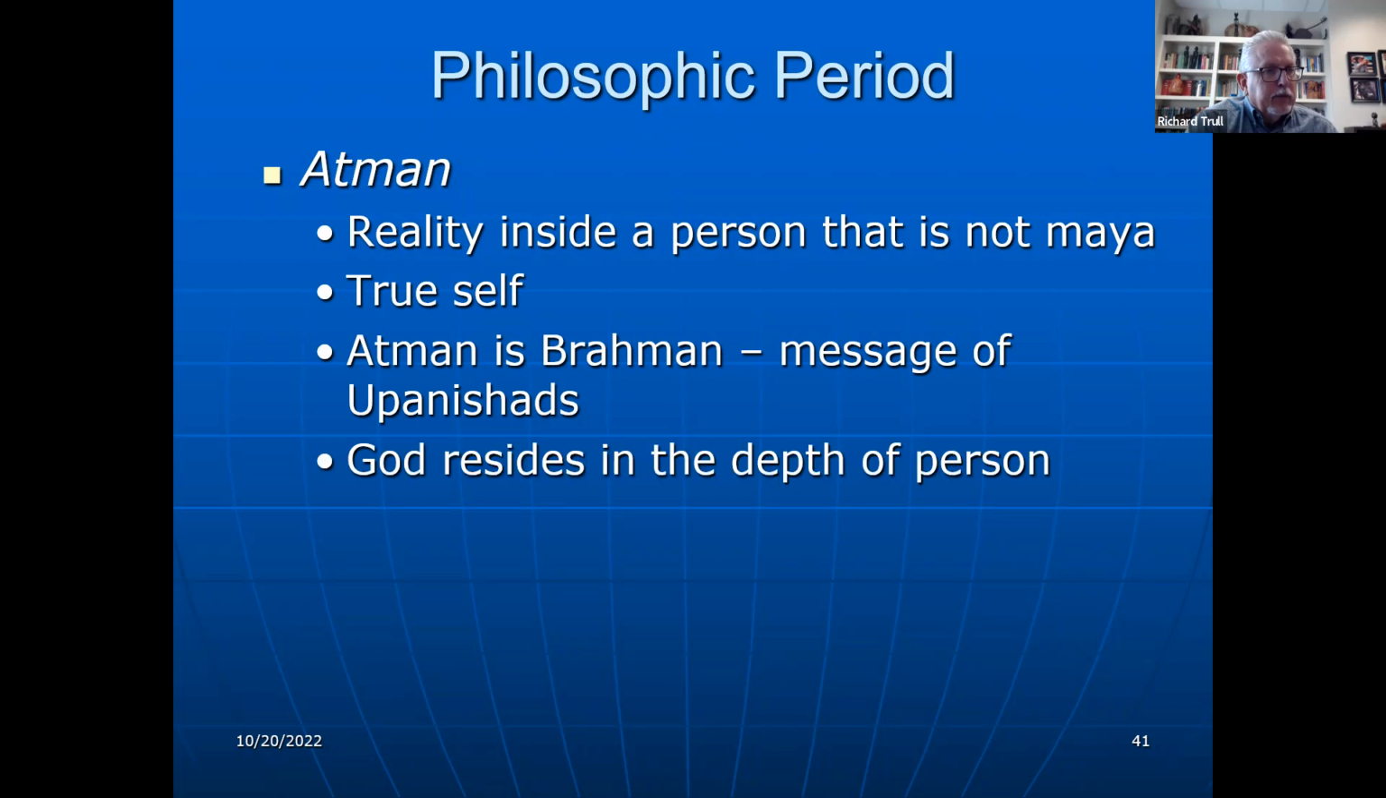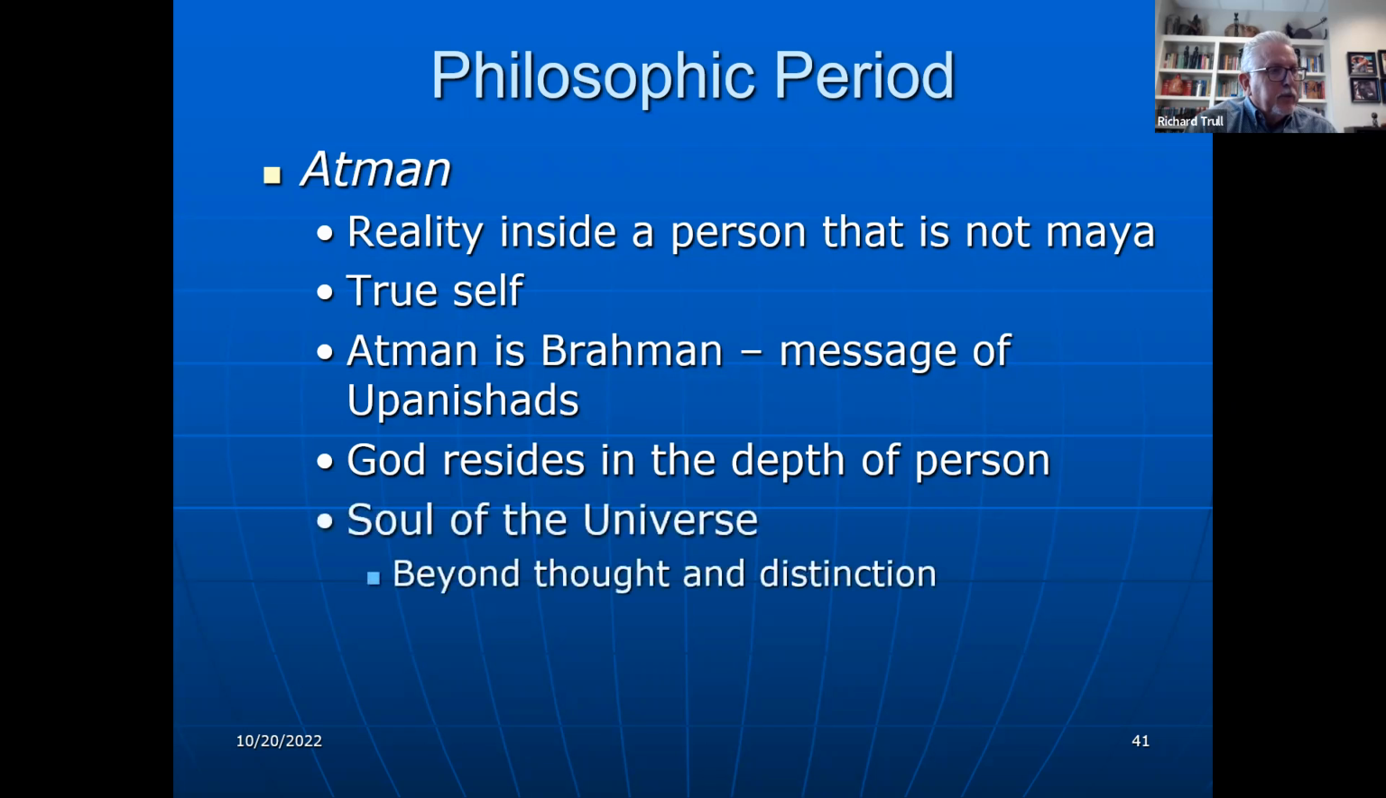God resides in the depth of a person. Brahman resides there because the Atman is true reality. So the soul of the universe, beyond thought and distinction. So the Atman eventually, if you're released from the cycle of reincarnation, and you can do that in the various ways we've been looking at, by works, by the philosophic aspect of it, knowledge, and then on to bhakti, which is devotion. Somehow you can get released from that cycle, and the Atman will join the universal soul, or Brahman.